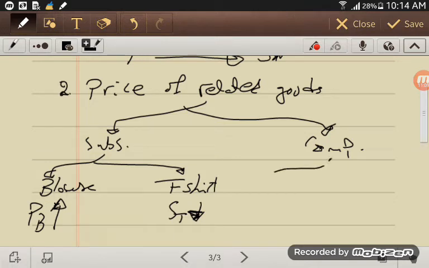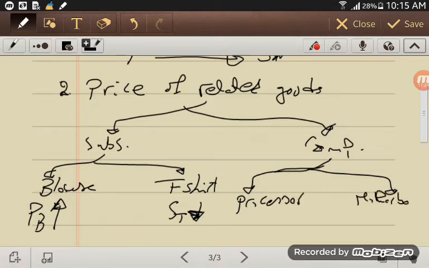Complements: processor and motherboard. People are going to buy processors and motherboards together. So if the price of processors increases, supply of processors is going to increase and supply of motherboards as well is going to increase.